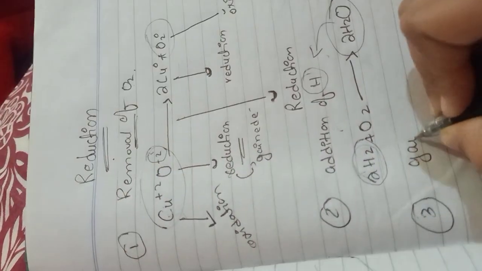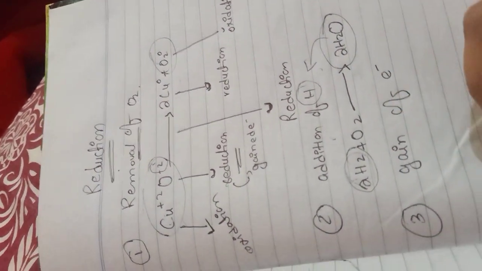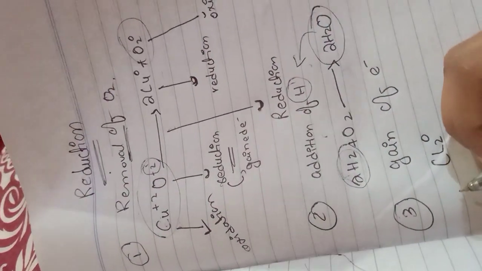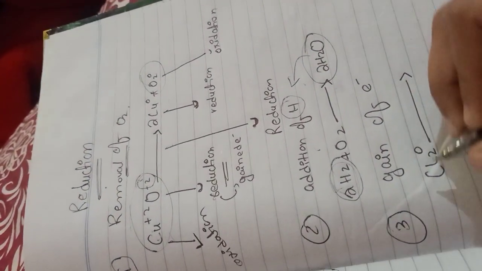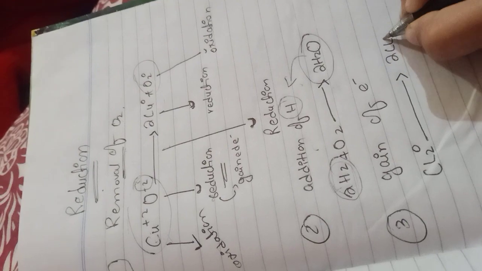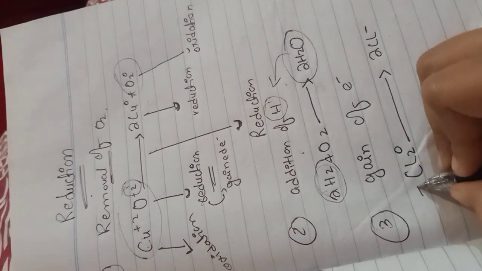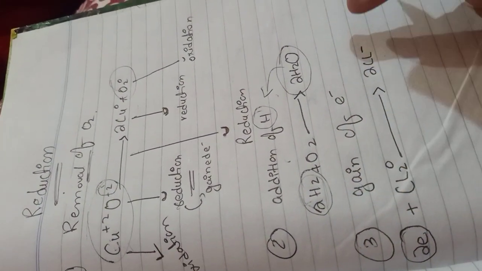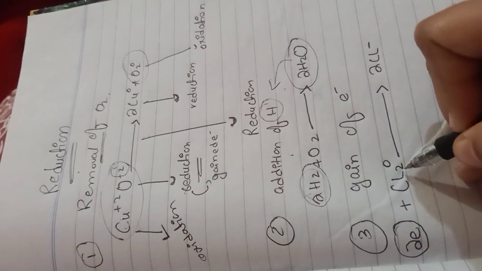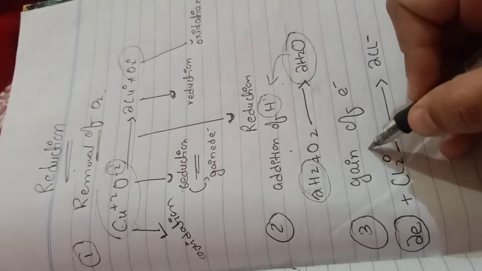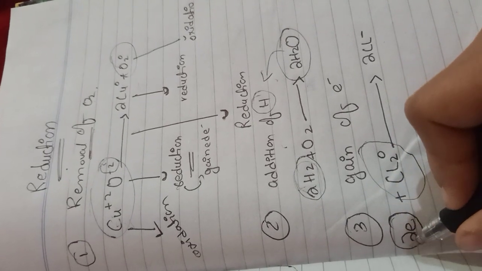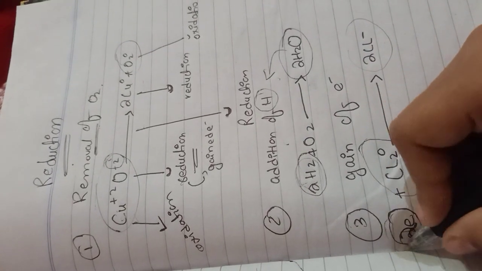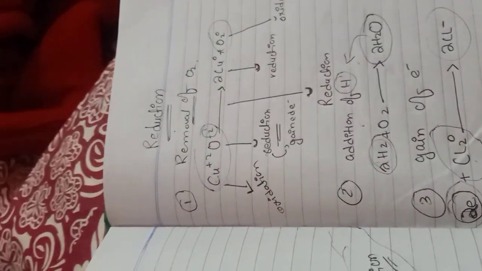For example, the gain of electrons. Here you can see that we had this, and it has gained the electrons. The gaining of electrons we write on the left side, and the losing of electrons we write on the right side in the oxidation process. From this, you can see that it has gained 2 electrons, and the sign is here, which means the gaining of the electron is called this.